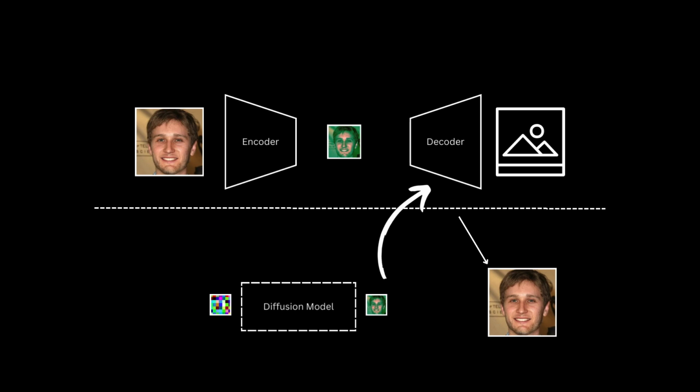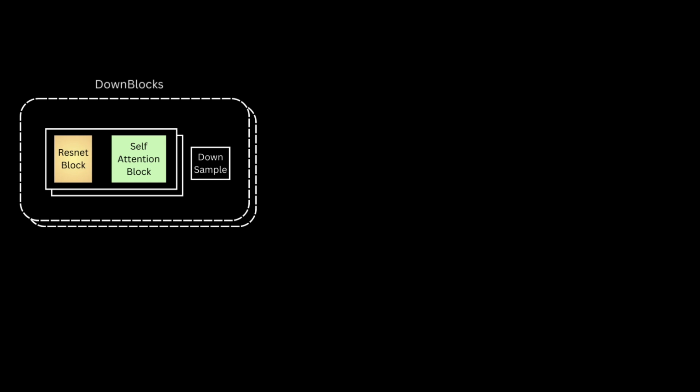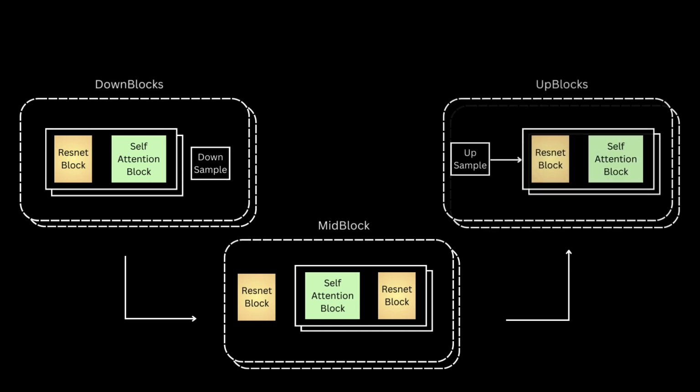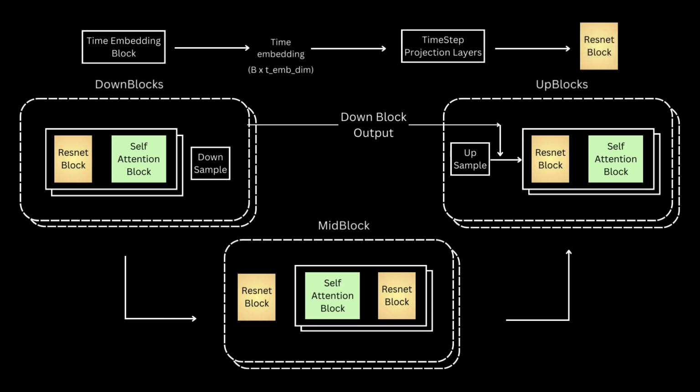For the diffusion model, our choice was a UNet, with down blocks which downsample the input, mid blocks which work on the same resolution, and up blocks which upsample the inputs. And each block was a combination of ResNet and self-attention blocks. The time step information, which is required to give the model a sense of how much noise is there in the image, was added to these ResNet blocks after going through some projection layers.